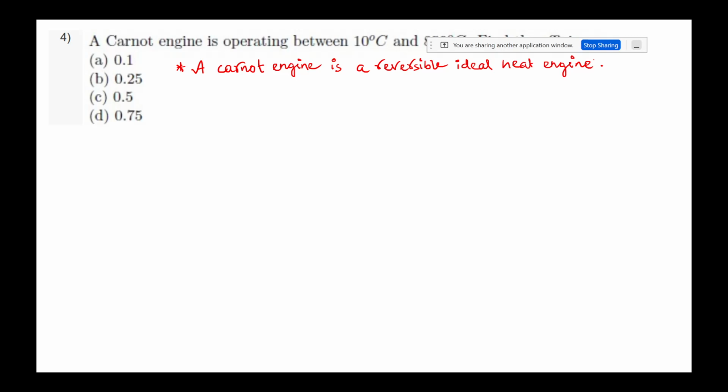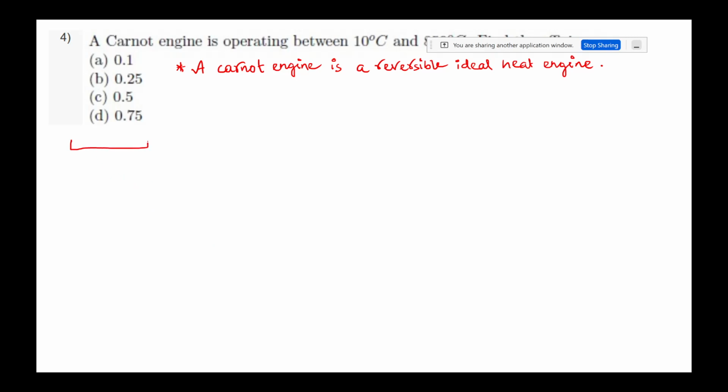Ideally, no other heat engine can surpass this Carnot engine. But in recent times, there are different kinds of active heat engine, in which field I do my research. There are different reports that active heat engines could surpass this Carnot engine's efficiency, but that is a discussion for another day. So Carnot engine is a reversible ideal heat engine. So what is a heat engine? Heat engine is pretty simple.